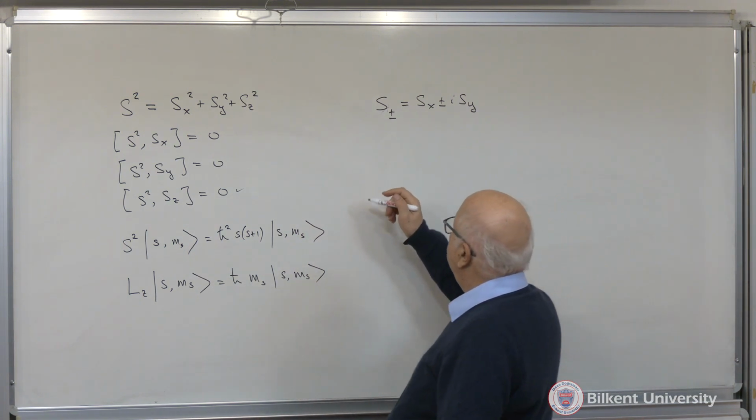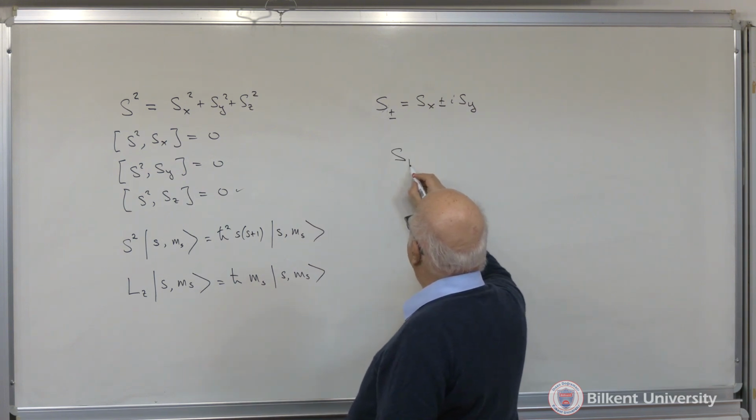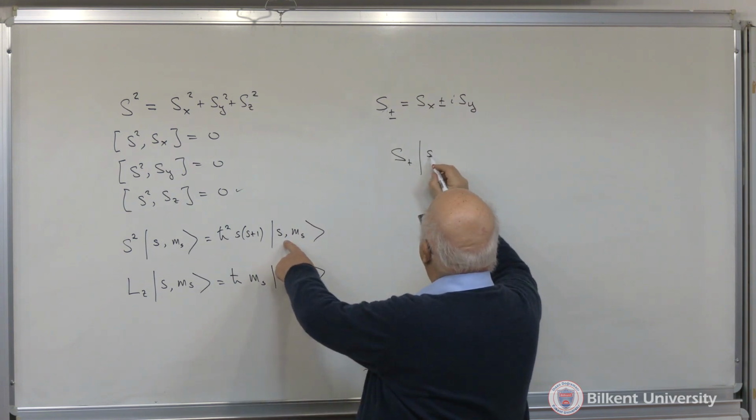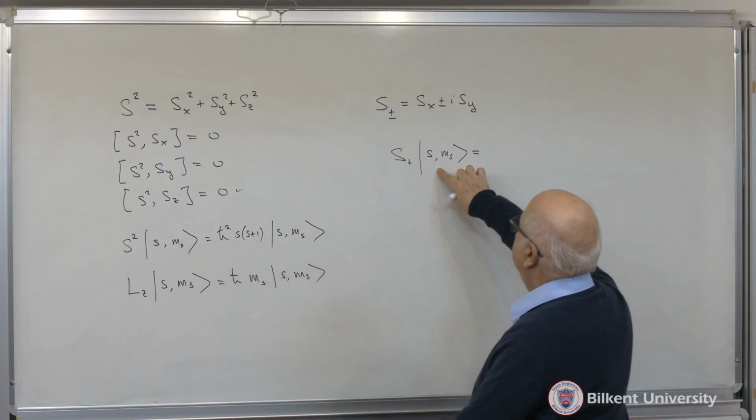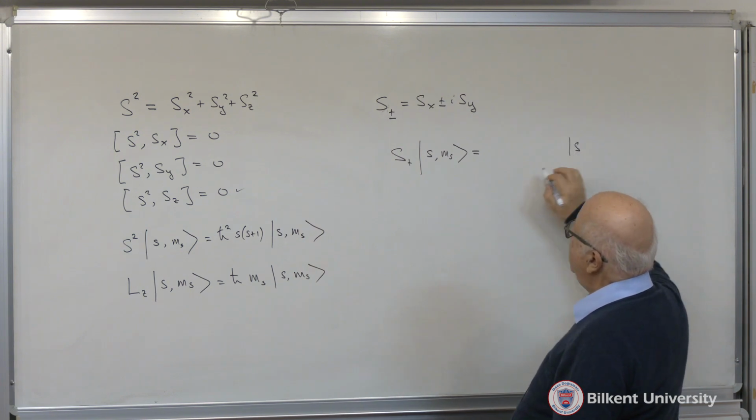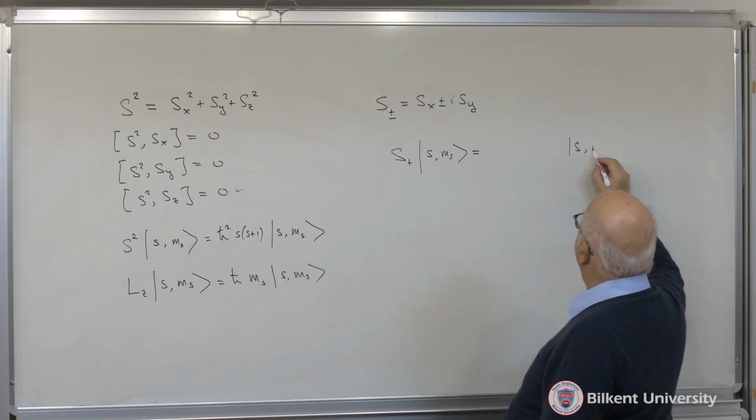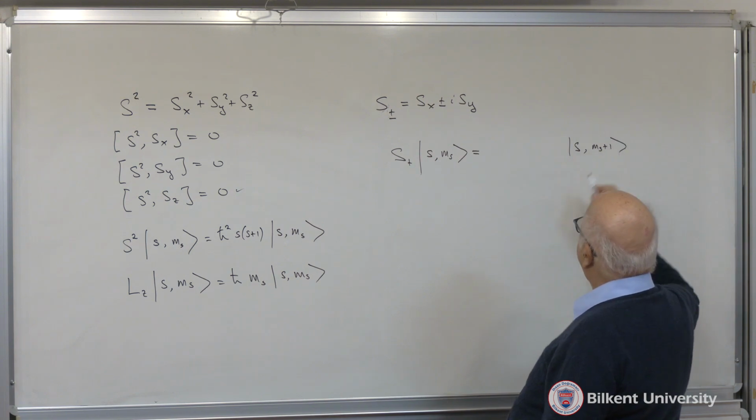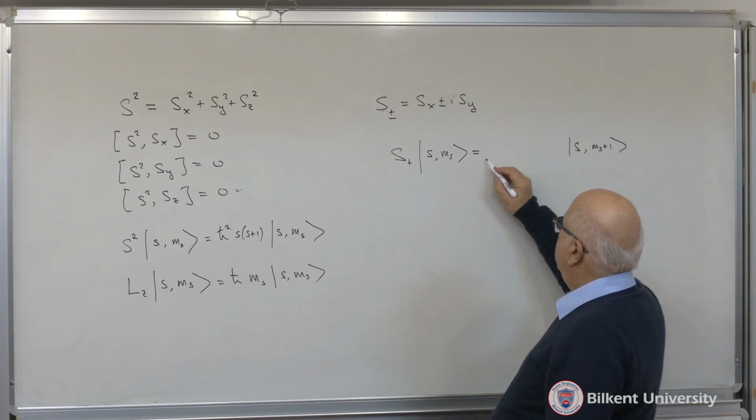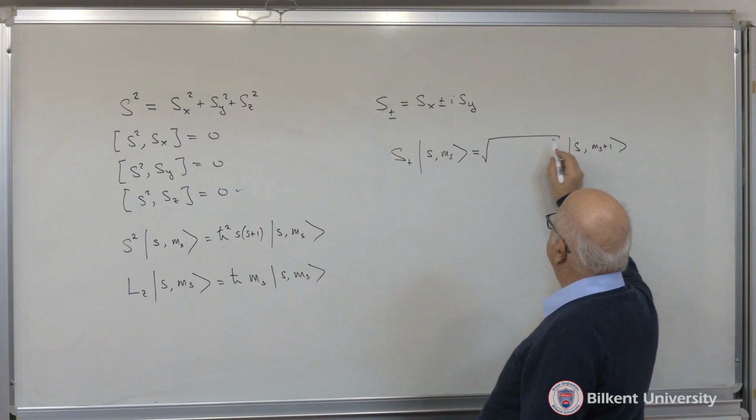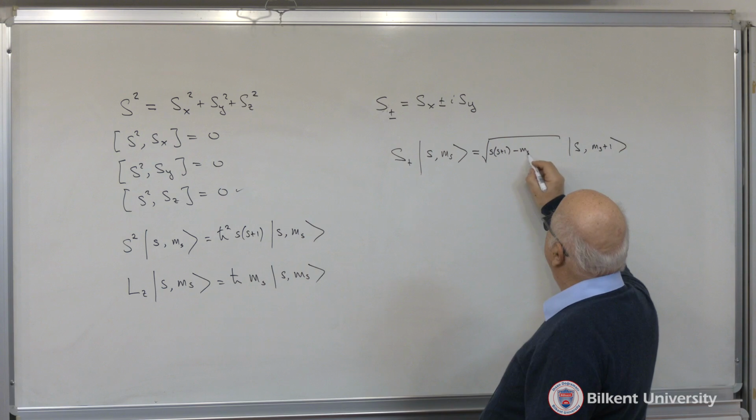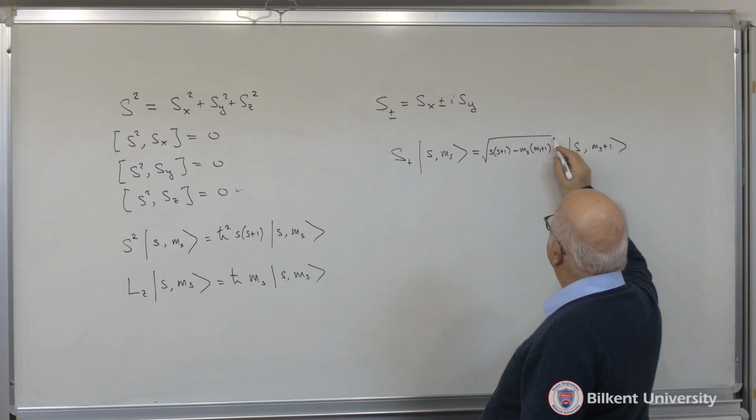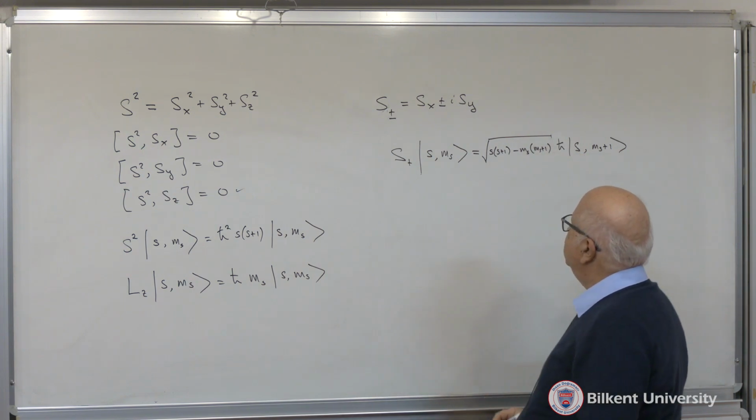How do these things work out? Well, S plus on |S, ms> does not change S, so S is the same, but ms goes up by 1. And the proportionality constant is again the square root of S plus 1 minus ms times S plus ms plus 1. And there's an h bar which I can squeeze in here.